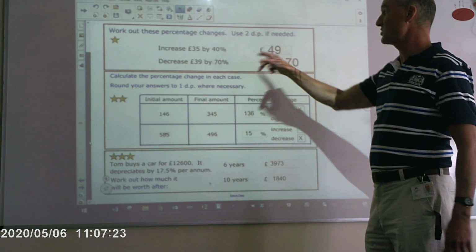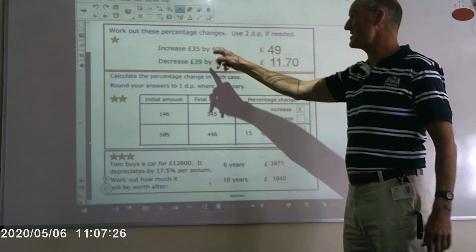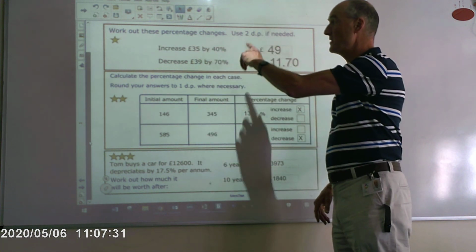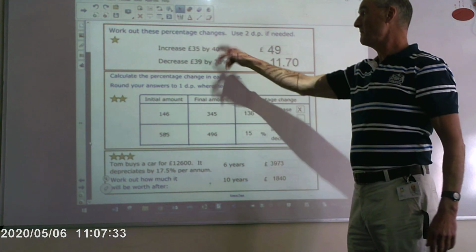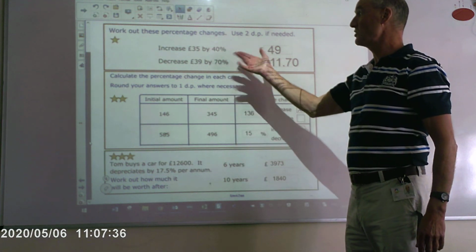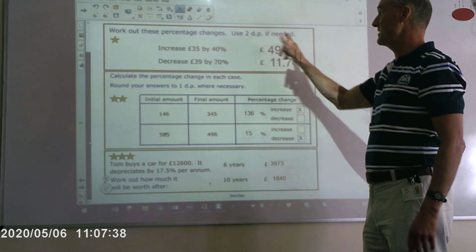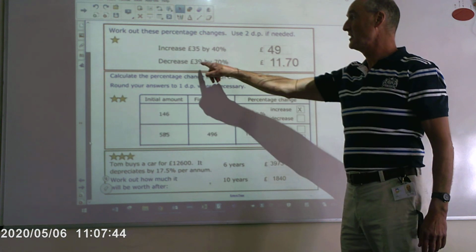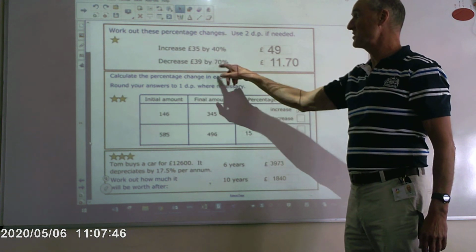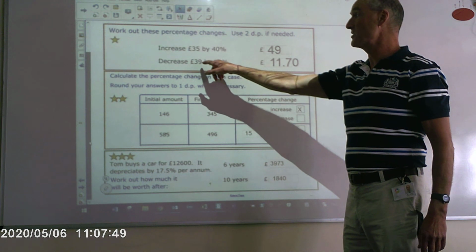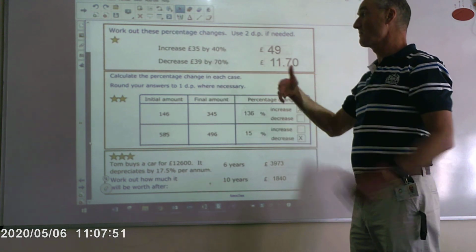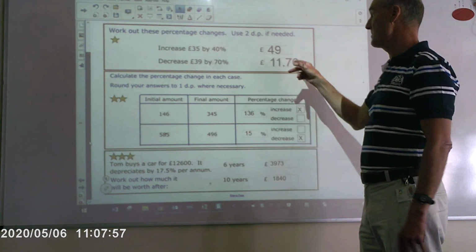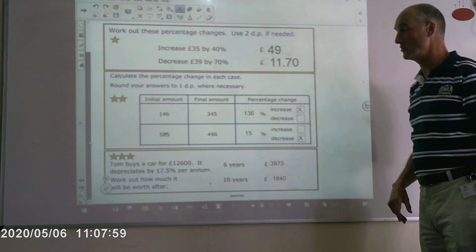£35 up by 40%. This one we could sort of do without a calculator. 10% of £35 is going to be £3.50. 4 lots of £3.50 is £14. £14 onto your £35 gives us £49 in total. Your increase is going up to £49. Decrease, £39 by 70%. 10% is going to be £3.90. 7 lots of that, take that away from your £39 and it gives you £11.70 as your solution.